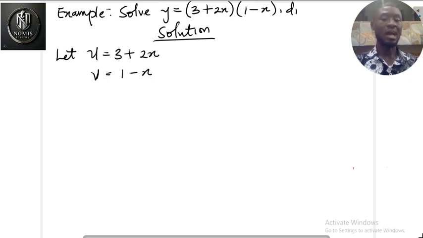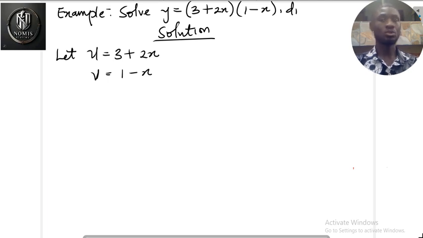How do we know that what we're supposed to do is the derivative of a product? This is because there are two functions of x here. We have 3 + 2x multiplying 1 - x. So there are two functions that are multiplied together there. That tells us we are going to use the derivative of a product. So let's get into the solution.